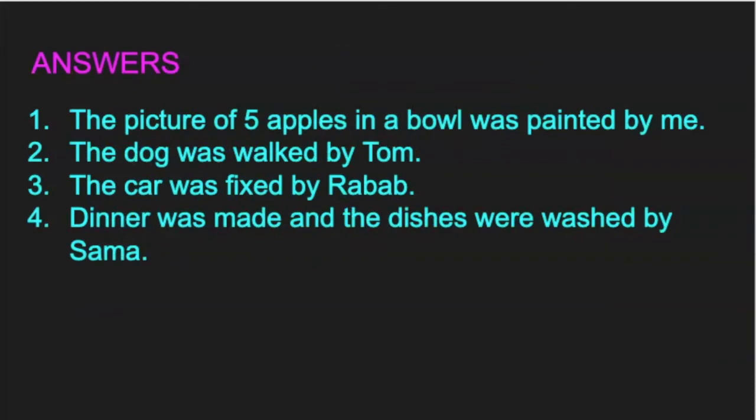Okay, here are the answers. The picture of 5 apples in a bowl was painted by me. Was painted is the verb. Was is to be, and painted is the past participle. The dog was walked by Tom. The car was fixed by Rabab. Dinner was made, and the dishes were washed by Sama.